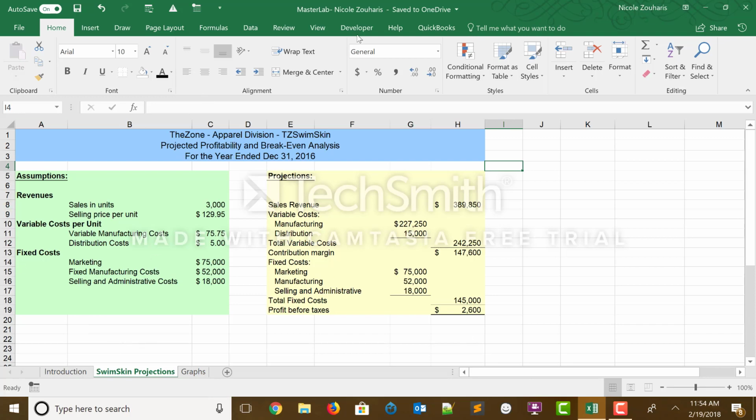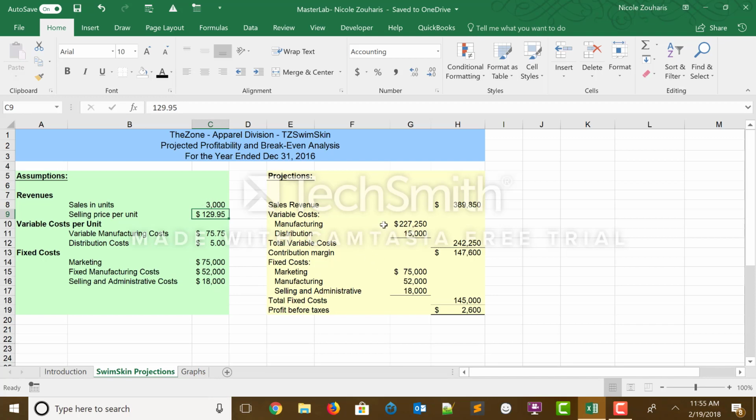Now here, on the left side of the screen, we see assumptions. We have our sales in units, and then we have our sales price per unit. We have our variable cost per unit in manufacturing and distribution, and we have our fixed costs. Fixed costs do not change depending on the level of output or the level of products sold. Variable costs do. It's important to keep that in mind, especially when you're preparing this, because these are the only ones that you multiply by the number of units sold.